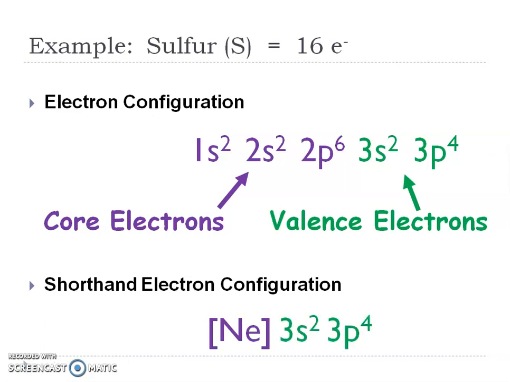And yes, you need to be able to do all three things: the orbital filling diagram, the full electron configuration, and if it just says electron configuration, it is the full. The only time you can use the shorthand is if it specifies shorthand.